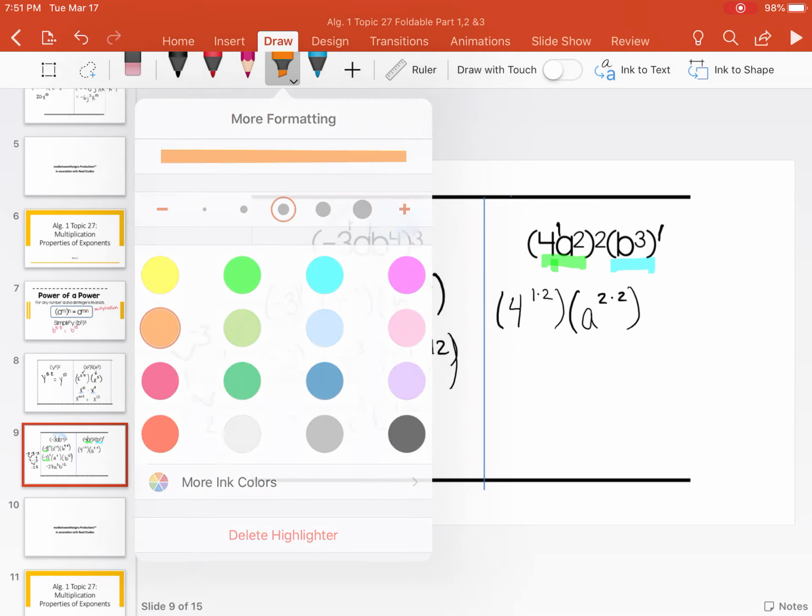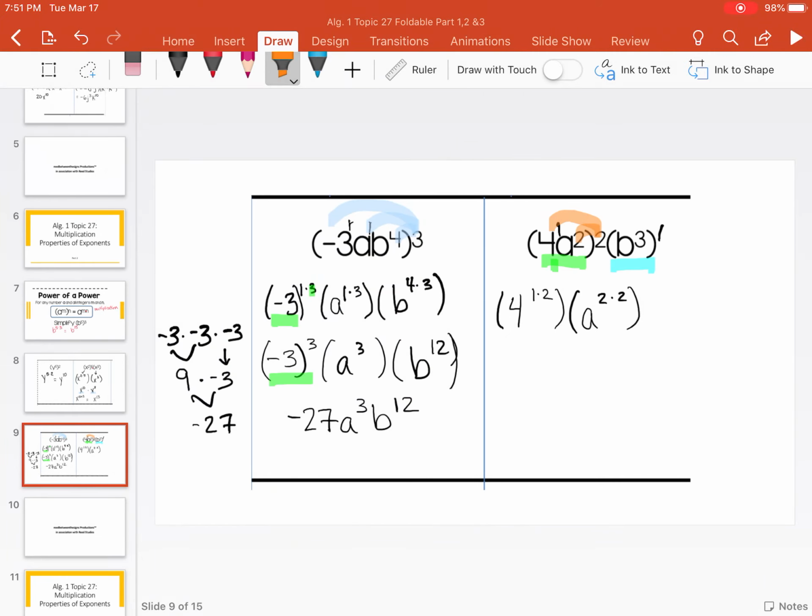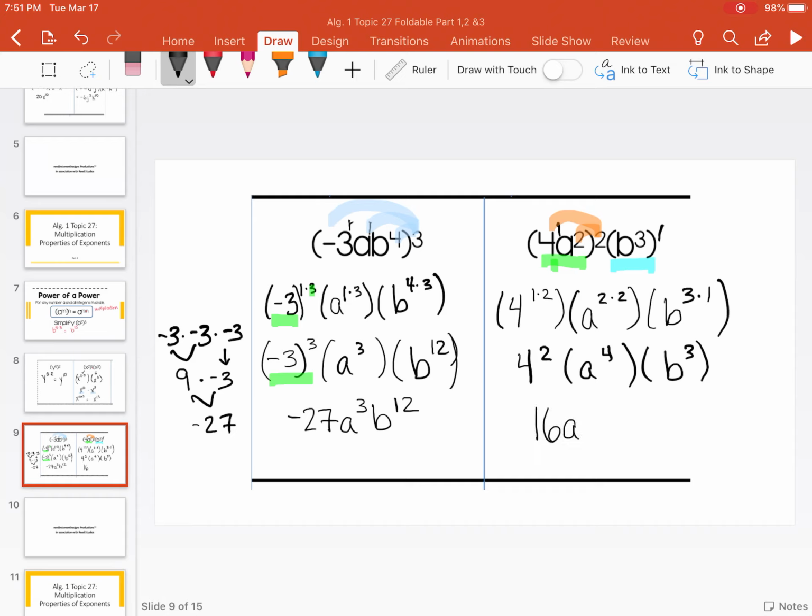Again, we're going to be distributing this squared. It applies to everything within that quantity. And then times b to the 3 times 1 if we actually want to multiply that out. So 4 to the 1 times 2 is just going to give us 4 squared. A to the 2 times 2 is just a to the 4th. And then b to the 3 times 1 is just b cubed. So if we want to simplify this any further, 4 squared is 16, so we get 16 a to the 4th b cubed. And that is our last example.